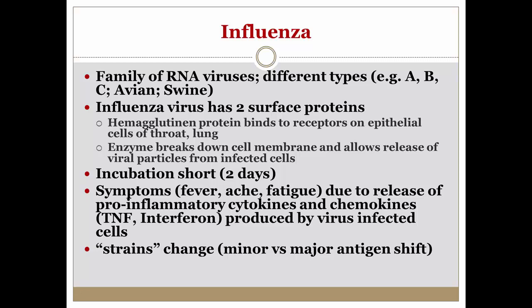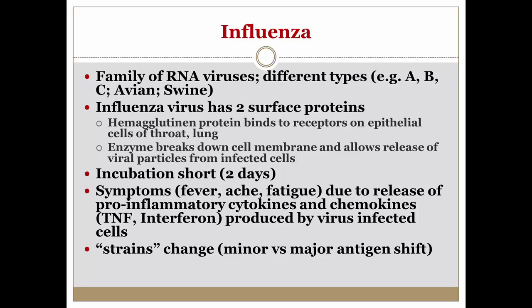We know that the incubation period for flu is relatively short. It's only a couple of days, and the symptoms are very vague to begin with: fever, ache, fatigue. That's why we call this viral syndrome. But these are due to the release of those pro-inflammatory cytokines and the chemokines, including tumor necrosis factor and interferon. And the chemokines are actually produced by the flu virus infected cells.